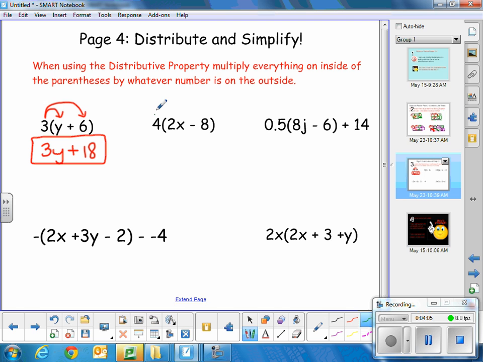In our next example, we have to give the 4 to everything on the inside. 4 times 2x is 8x. And then this is 4 times a negative 8, because this minus 8 is really plus a negative 8. 4 times a negative 8 is negative 32. Since it's negative, we're going to write minus 32.